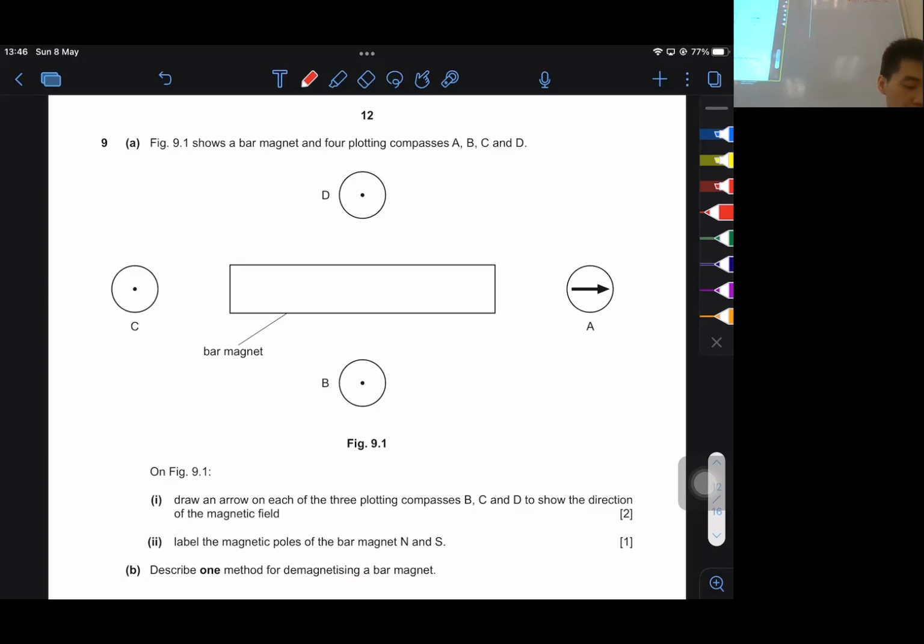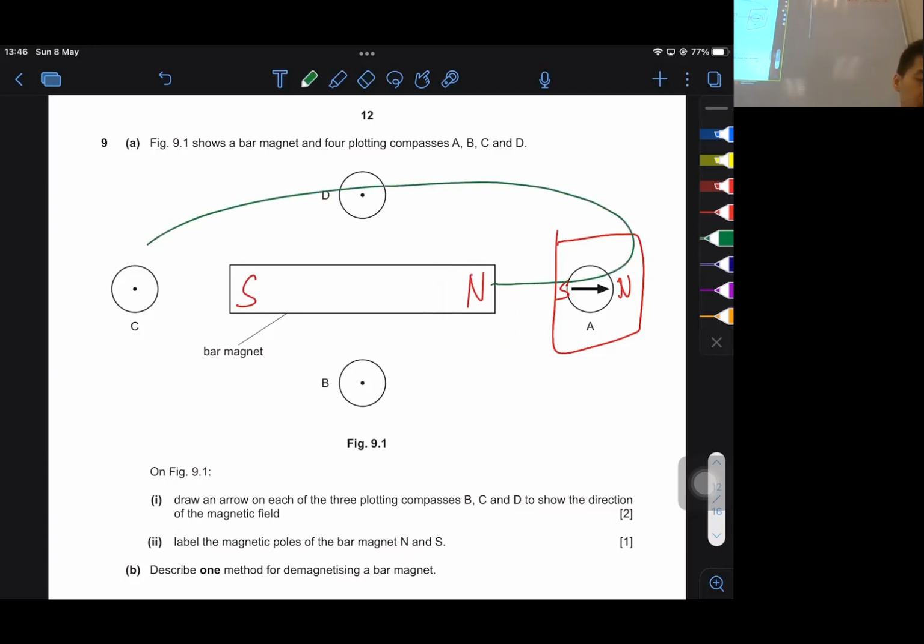Okay, if you look at this question here, what do they want? Draw an arrow on each of the 3 compasses and plot B, C, D to show the magnetic field. Right, first and foremost, the only information given to you is this, and obviously this is the north and this is the south, right? So what pole could this possibly be? North, for sure, and this is obviously going to be south, right? If you have identified this is north and south, the next thing is you want to identify the magnetic field lines, right? The magnetic field lines will be something like this, right?